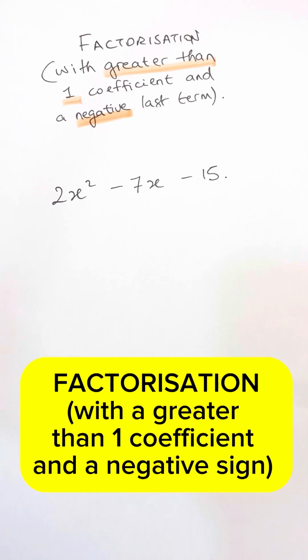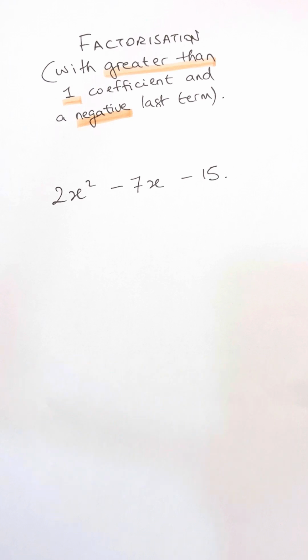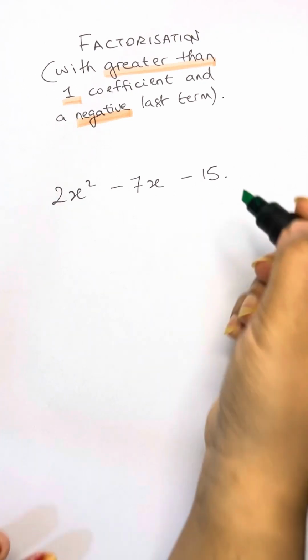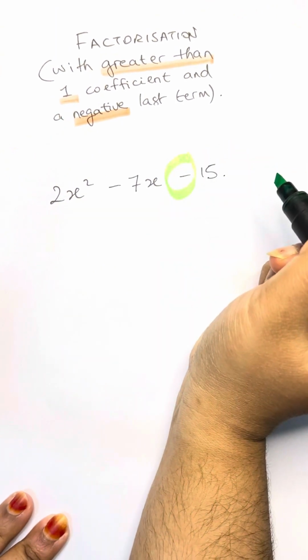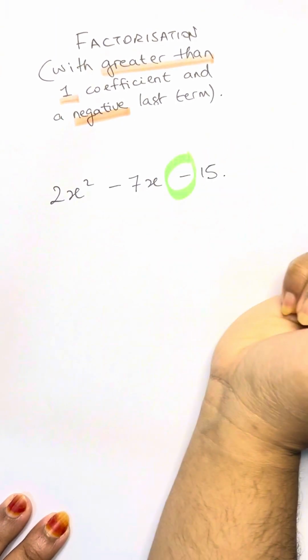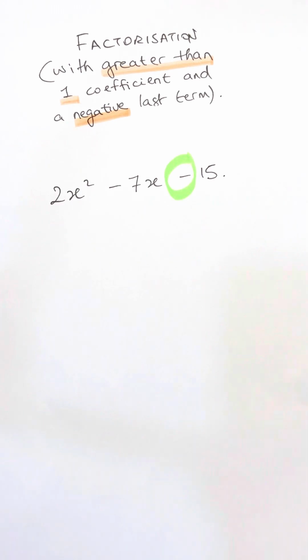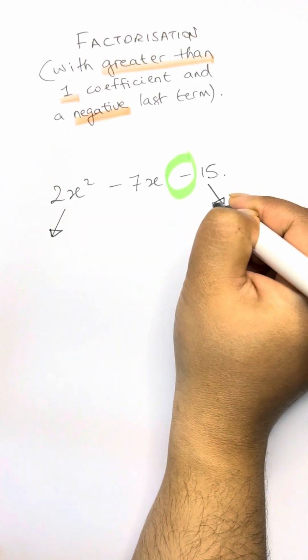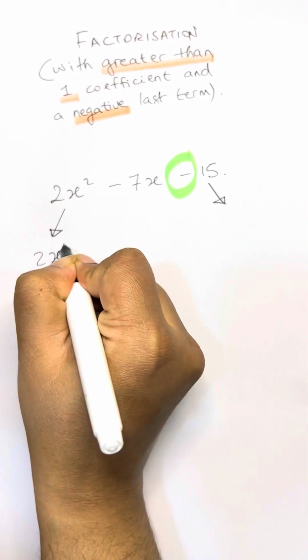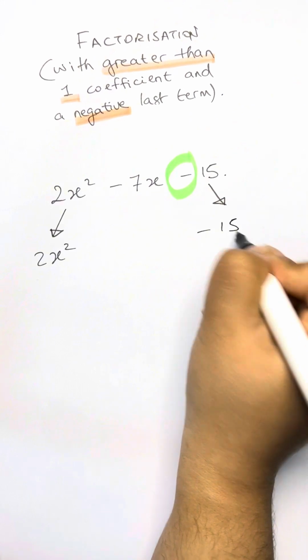So in the last video, we've seen how to factorize with a greater than 1 coefficient. But last time, I did not have a negative sign in my last term. Now I have a negative term in my last coefficient. So how do I solve this? Again, I need to rewrite my first and last term a bit spaced out. So I'm just rewriting this exactly the same way.